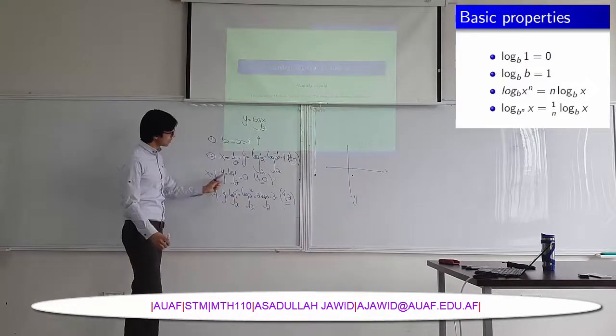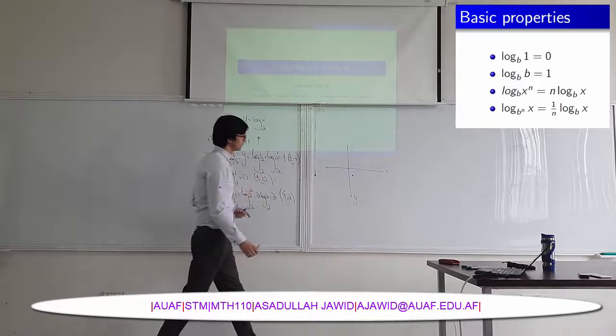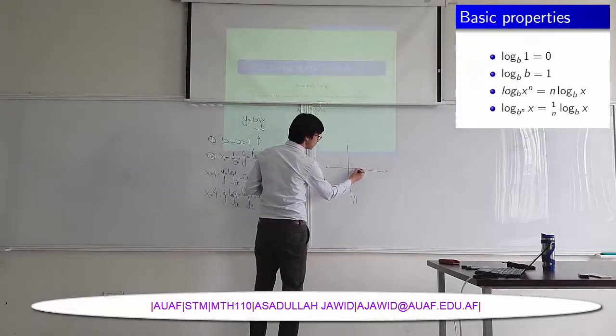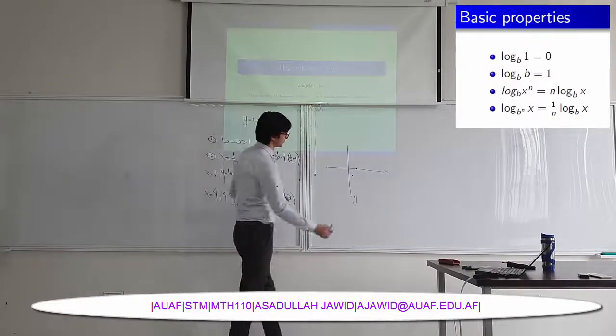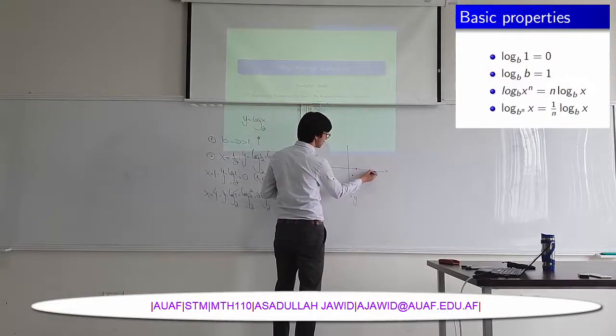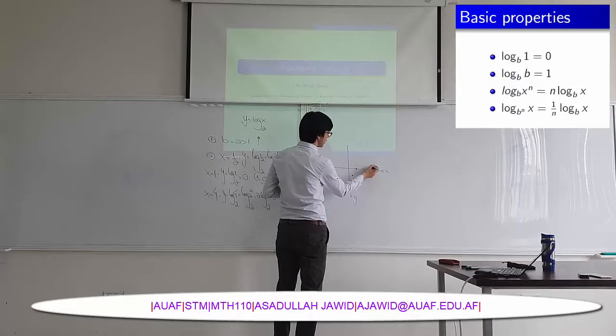The second point of the graph, x = 1, y = 0, is here. The third point is x = 4, y = 2. I said 2, 3, 4. Y is 2, 1, and 2. So this is actually the graph.